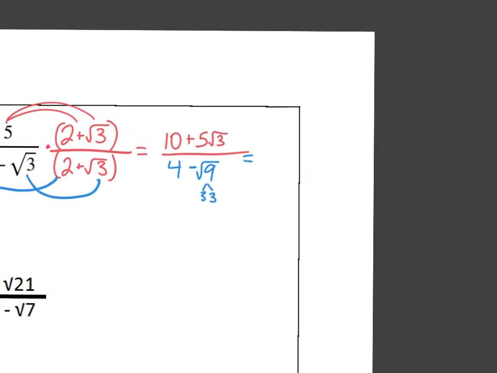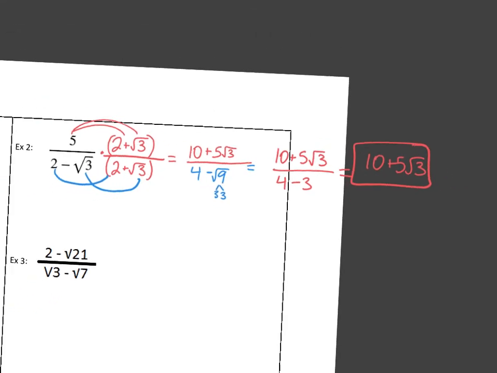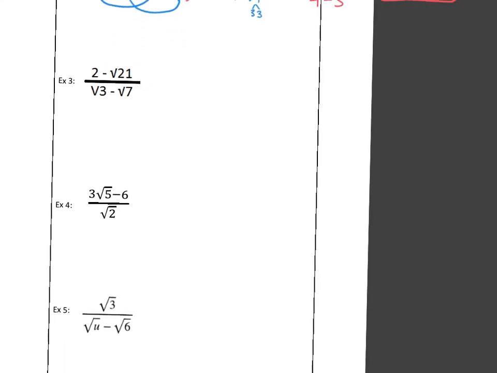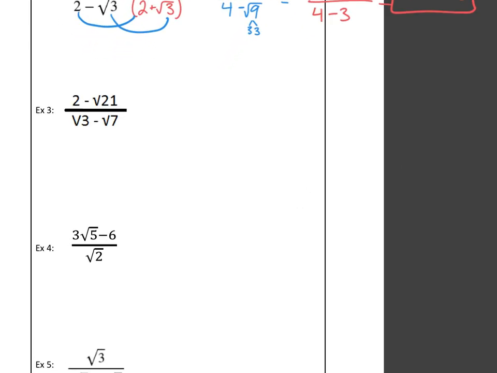So what you're saying here is 10 plus 5 square roots of 3 over 4 minus 3. What is 4 minus 3? 1. So this is just 10 plus 5 square roots of 3 over 1. But I don't have to write the over 1. Questions on number 2? No? Okay. Go ahead and try number 3.